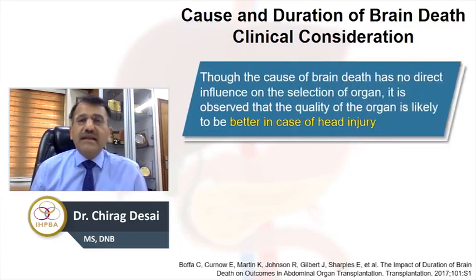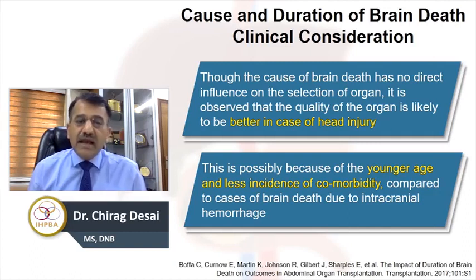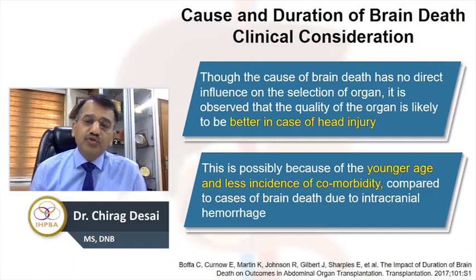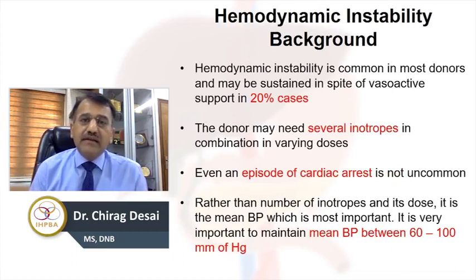Though the cause of brain death has no direct influence on the selection of the organ, it is observed that the quality of the organs is likely to be better where the cause of brain death is injury rather than hemorrhage. This is possibly because head injury patients are likely to be younger and have fewer comorbidities compared to those who had intracranial hemorrhage. When you have a patient in the ICU, it is very important that hemodynamic stability is maintained, and this decides how well the organs are perfused.